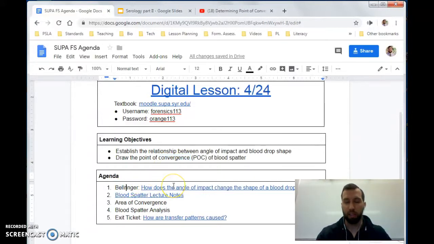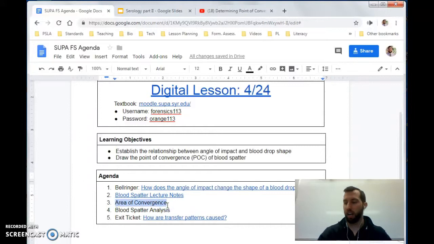So your bell ringer is a review of the lab, and it's asking you, how does the angle of impact change the shape of the blood drop? We learned that in lab yesterday. If you were not here yesterday, you need to do that lab, because that's going to help you understand what's going on. I'm going to touch on the lecture notes, and then you've got two assignments for today.